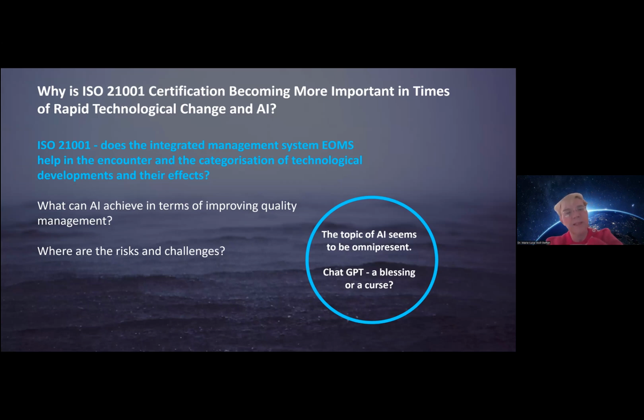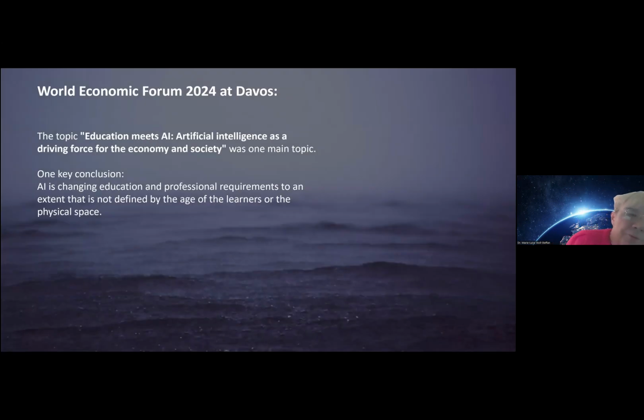But it's an open question, so we may ask, what can AI achieve in terms of improving quality of management at all, and of course at educational organizations, and where are possible risks and challenges? As we all know, the topic of AI seems to be omnipresent right now. Since half a year, we got ChatGPT and others. So we may ask, is it a blessing or is it more a curse? And the World Economic Forum at Davos this year was addressing this topic as one of the main topics. So they say education meets AI, so artificial intelligence as a driving force for economy and society.